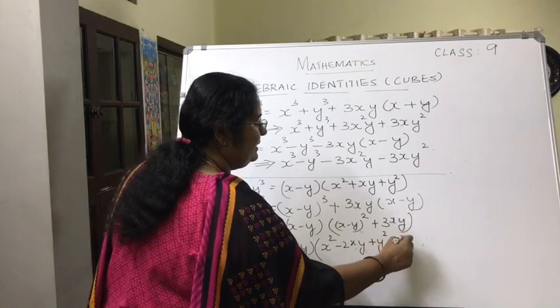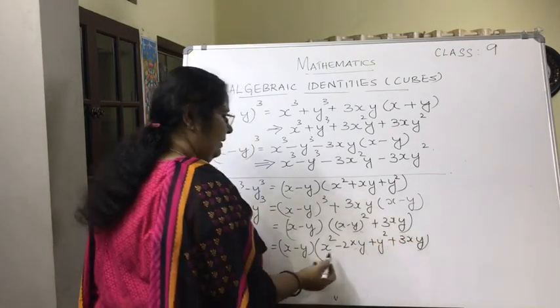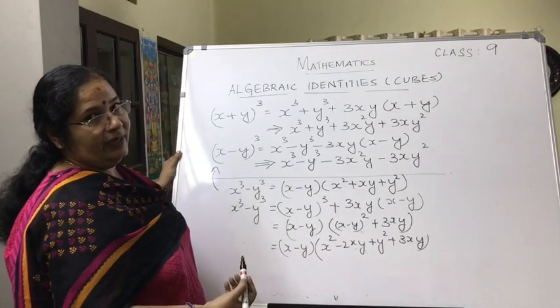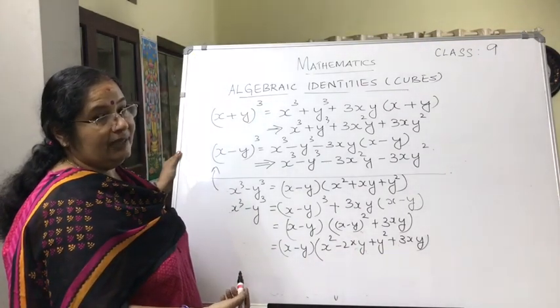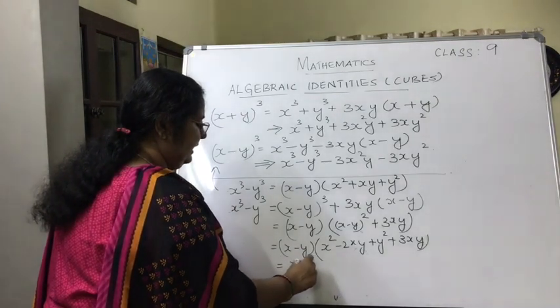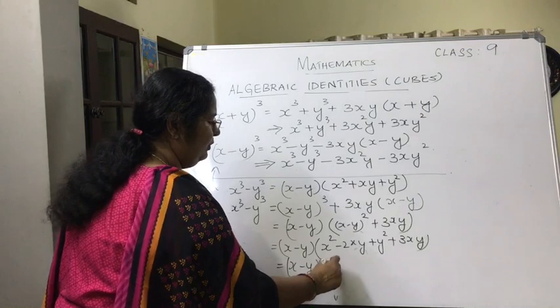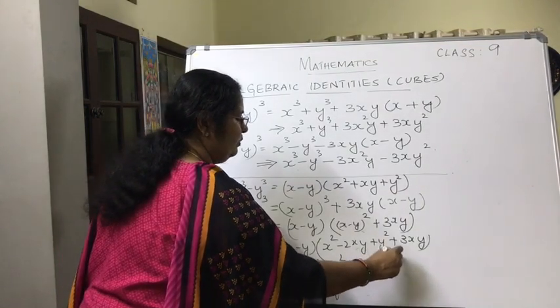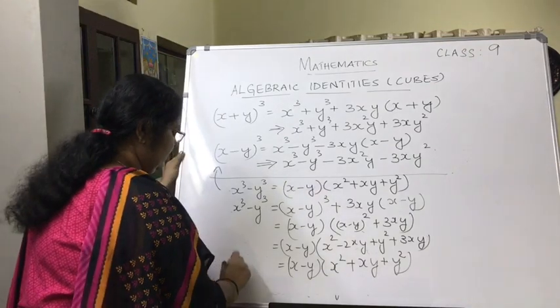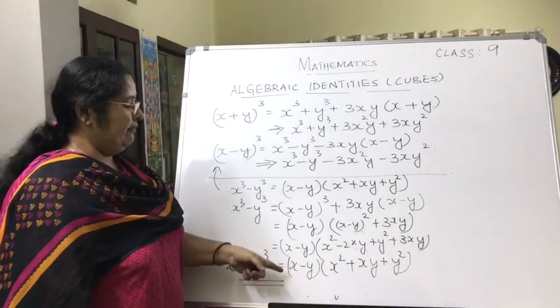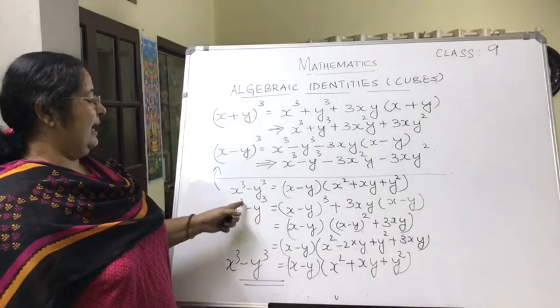What remains? Plus 3xy. Now look at this. Minus 2xy plus 3xy. Minus 2 plus 3, how much is that? 1. So this will reduce as x minus y into x square plus xy plus y square, which is equal to x cube minus y cube. So we have arrived at this identity.